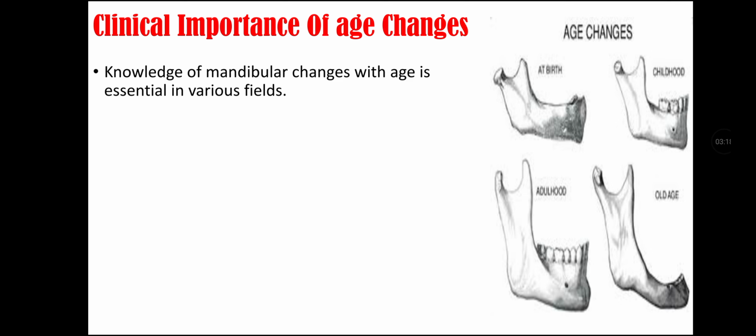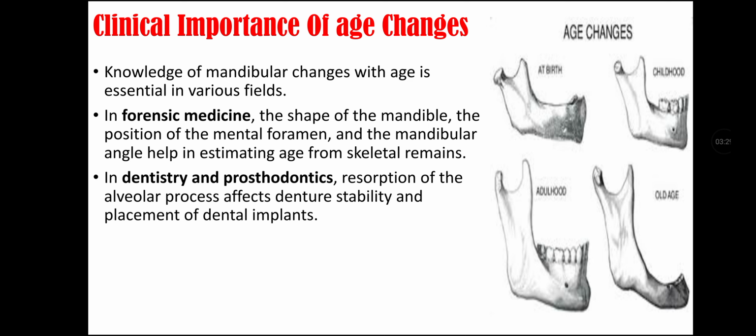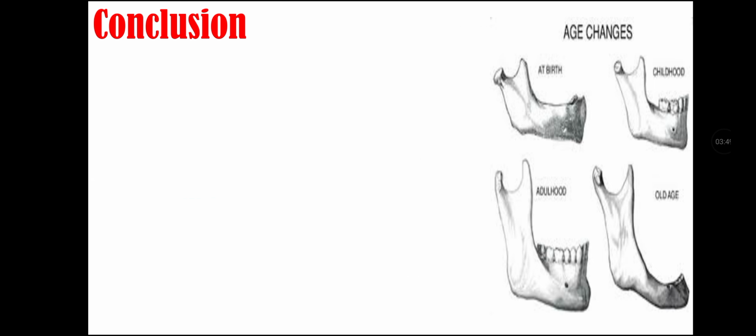Knowledge of mandibular changes with age is essential in various fields. In forensic medicine, the shape of mandible, the position of mental foramen, and mandibular angle help in estimating age from skeletal remains. In dentistry and prosthodontics, resorption of alveolar process affects denture stability and placement of dental implants. Oral and maxillofacial surgeons must account for bone density changes when planning surgeries, and orthodontists rely on understanding mandibular growth pattern to correct malocclusion in children and adolescents.